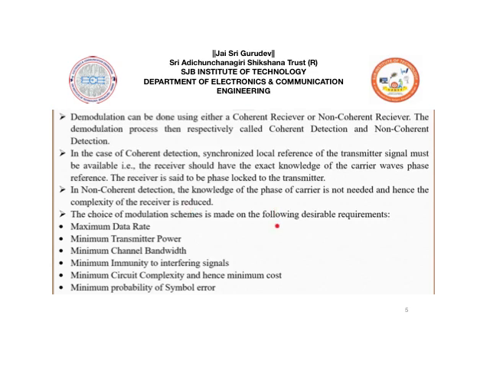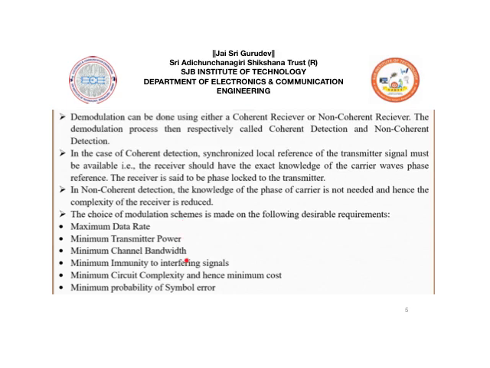Next, the question is why we need to go for the choice of modulation schemes. What are the desirable requirements? One of the most important desirable requirements is maximum data rate, and we need minimum transmitter power. Similarly, we need minimum channel bandwidth, as well as minimum immunity to interfering signals. We want the circuit complexity to be less, which in turn results in minimum cost. Finally, we need minimum probability of symbol error. All these desirable requirements are made for the choice of modulation schemes.